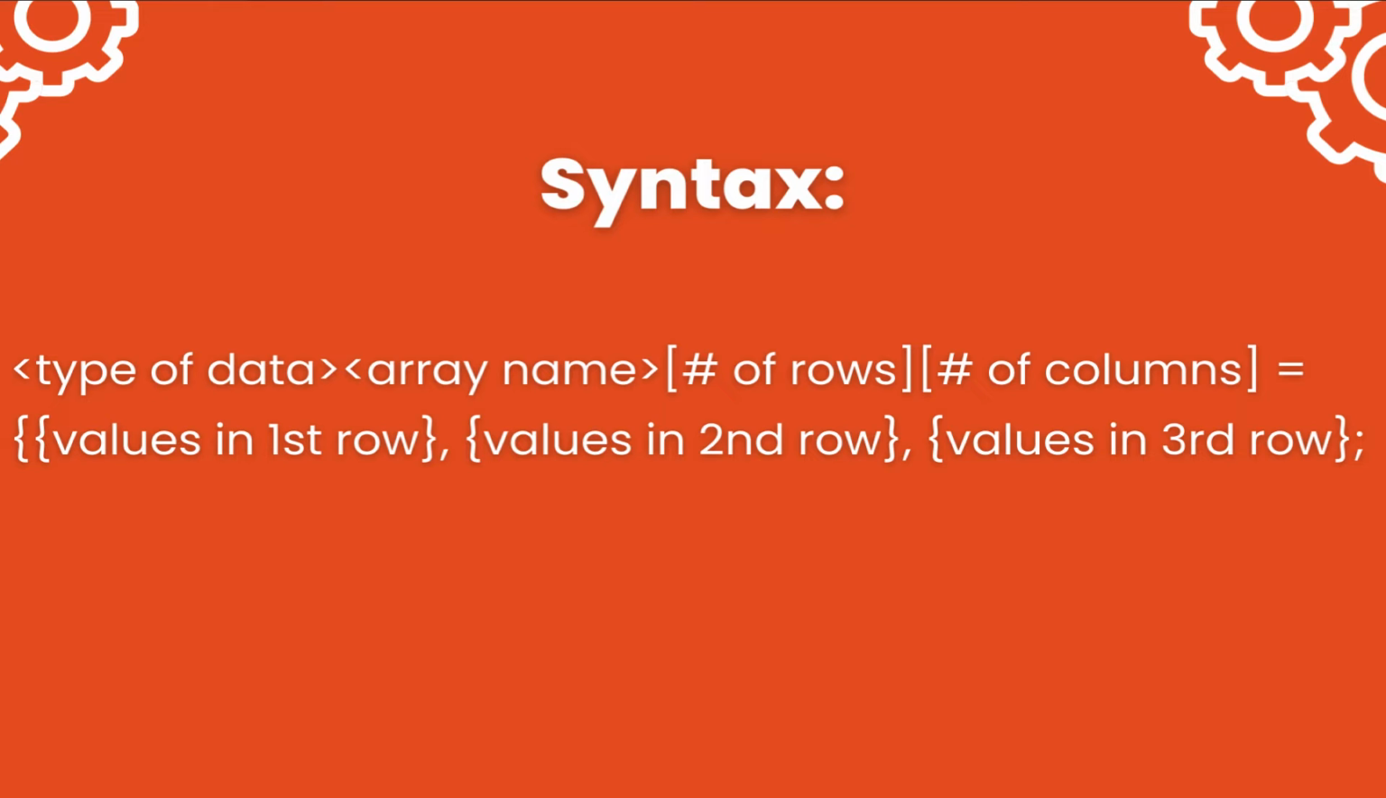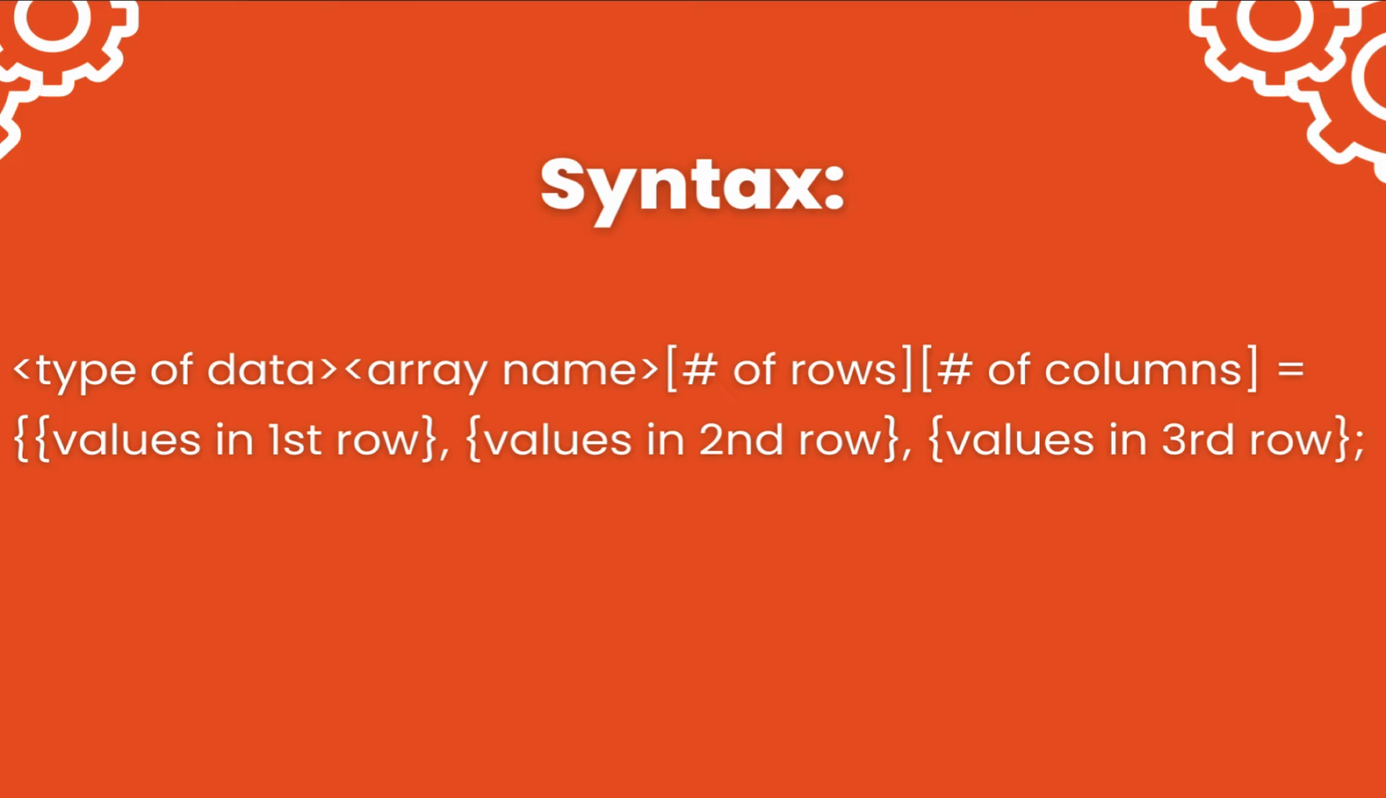Then, after the square brackets, you would write an equal to sign, followed by a pair of braces, which is where you will fill in the values for the table. Now, filling in the values of a two-dimensional array is different from a regular array. Here is how you would do it. You would fill the values for each row of the table in a separate pair of braces, and you would encapsulate all of these braces for different rows in one pair of braces.